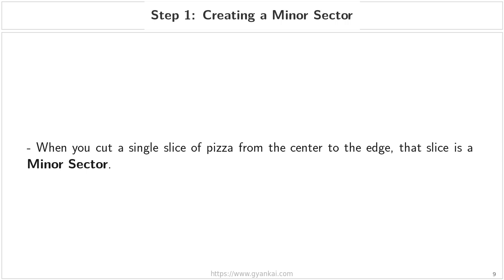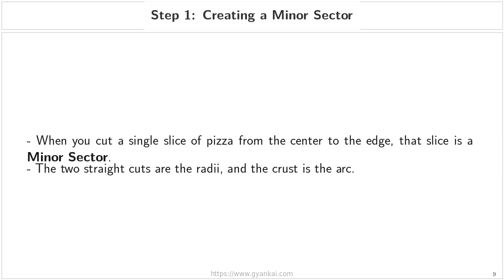Step 1. Creating a minor sector. Now, let's apply what we've just learned to a real-world scenario using the pizza analogy I mentioned on the previous slide. Imagine you have a fresh, circular pizza in front of you. When you take a knife and make 2 straight cuts from the center of the pizza out to the edge to pull out a single slice, that individual slice represents what we call a minor sector.